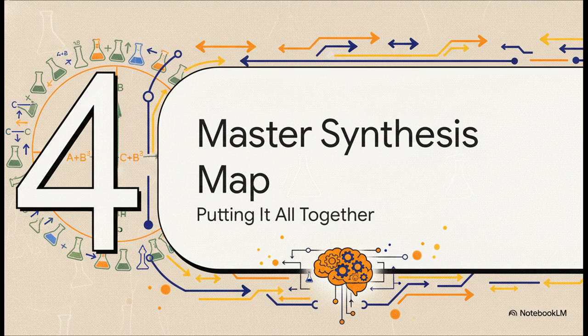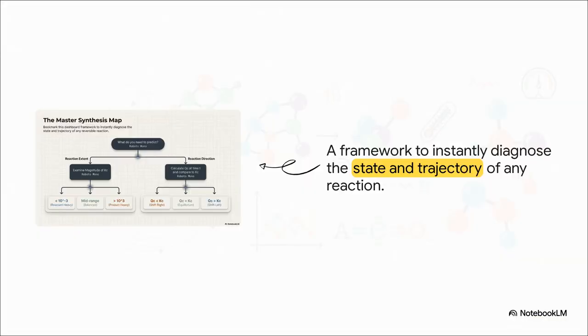So we've covered a lot of ground, but it all comes together in one beautiful, elegant summary. You can think of this as your master map for predicting the future of pretty much any reversible reaction out there. This flowchart just lays it all out. When you want to predict what a reaction is going to do, you just ask two simple questions. First, what's the reaction's extent? How far will it go?